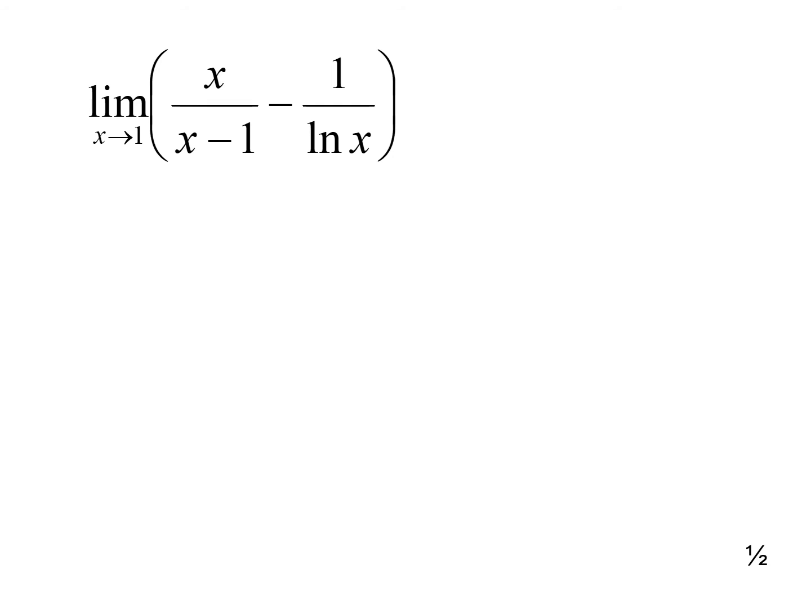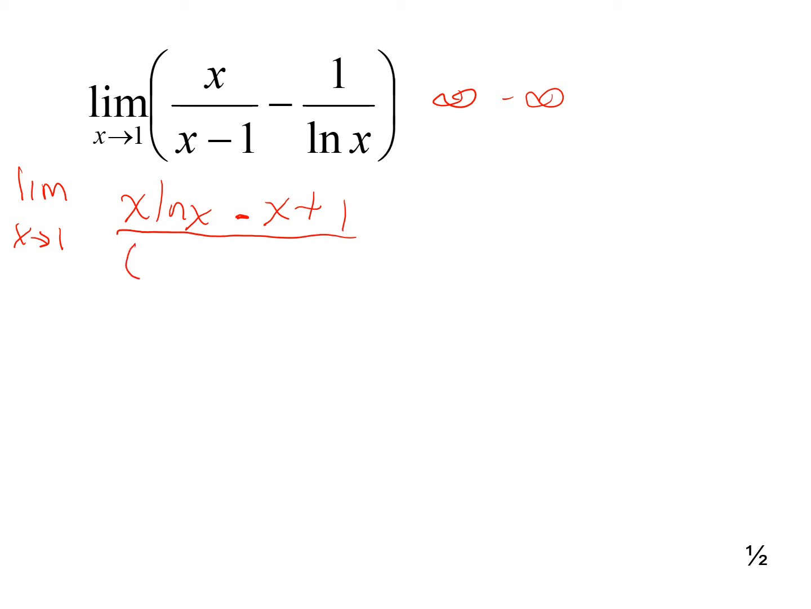Okay, boys and girls, here's another problem. If we were to do a direct substitution, we see we get infinity minus infinity, which is an indeterminate form. So we need to change it either to the form 0 over 0 or infinity over infinity. So how do I do that? I'm going to find the least common denominator. So I have the limit as x approaches 1, and the least common denominator gives x natural log of x minus x plus 1 over x minus 1 times natural log of x.